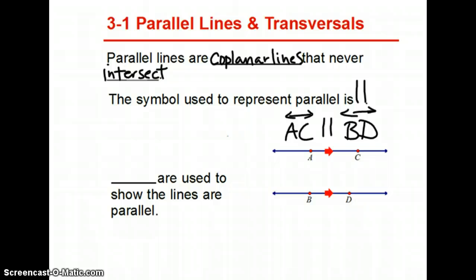Now we can also look at a picture and tell that they're parallel based on a specific type of notation. If you look at these two blue lines, you can see we have a little arrow in the middle of them. That means those are parallel. They're going the same direction, they have the same slope, they're never going to intersect each other. So when we see arrows in the middle of the lines, that means that they're parallel to each other.